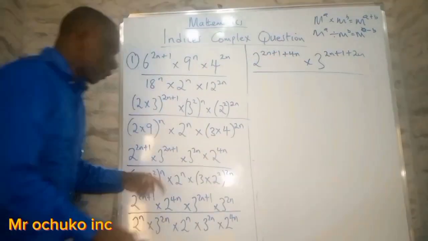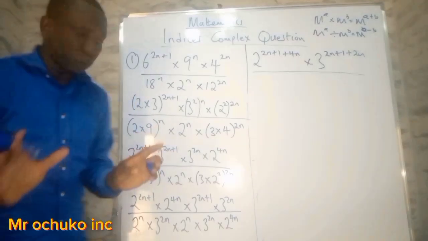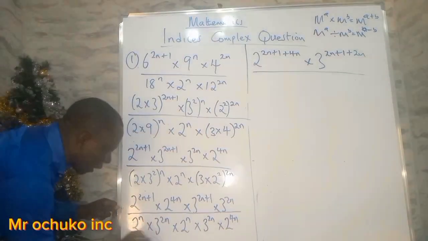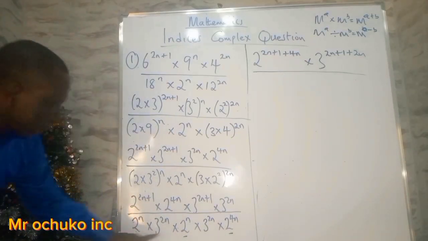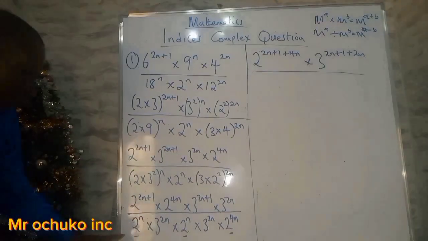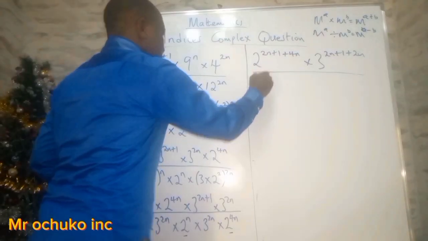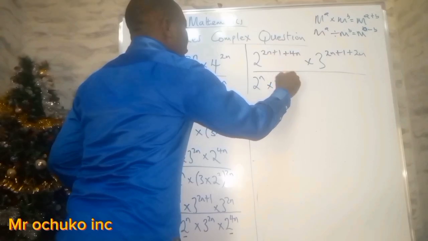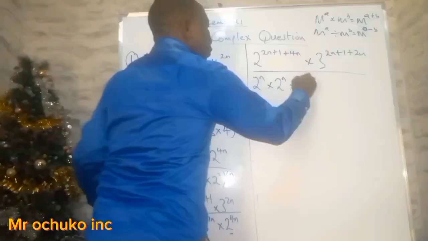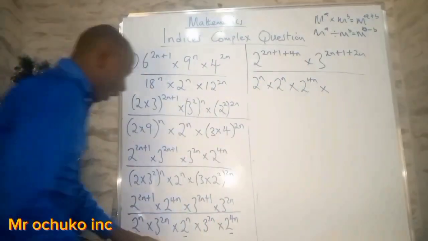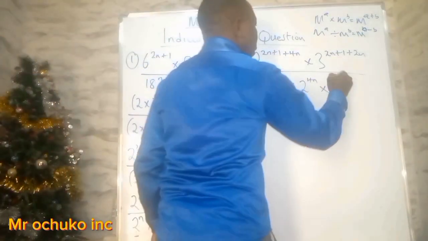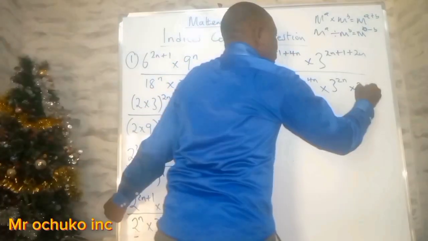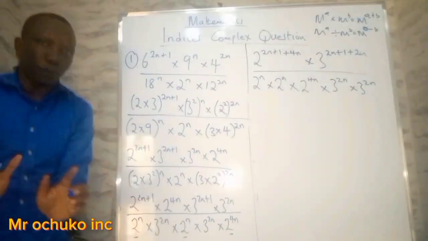All over. Let's look at the numerator. We still have some work to do in the numerator, so let's try to solve it gently. You can see the like terms there. These are the same base, so I want to take them together. So we have 2 raised to power n times 2 raised to power n times 2 raised to power 4n. Then times 3 raised to power 2n times 3 raised to power 2n. It makes the work easy for you. I hope you have seen that.